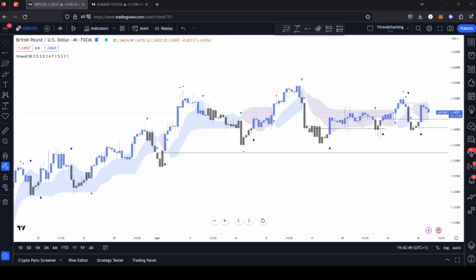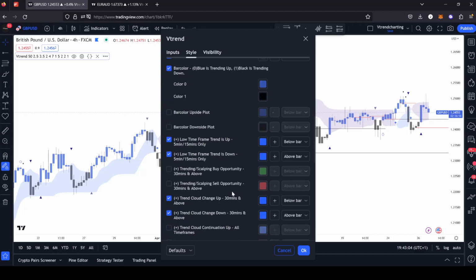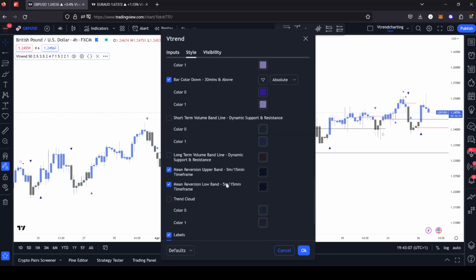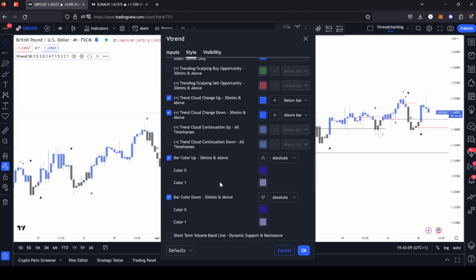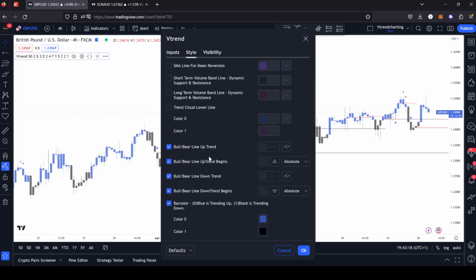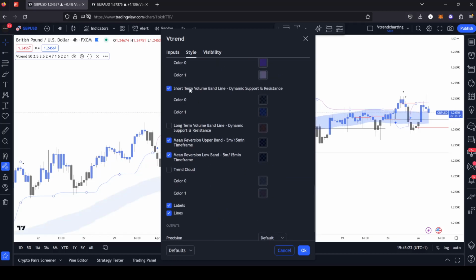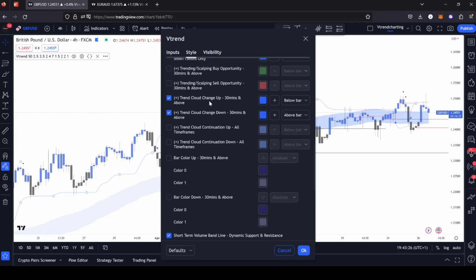So the next one is the blue volume band along with the trend cloud signals and the trending scalping opportunities, as well as the trend cloud lower line. So we're turning the trend cloud off, turning the bar color triangles off. Where's the lower line? There it is. And we need just the blue volume band line on. And of course we've got the trend cloud change signals already turned on.